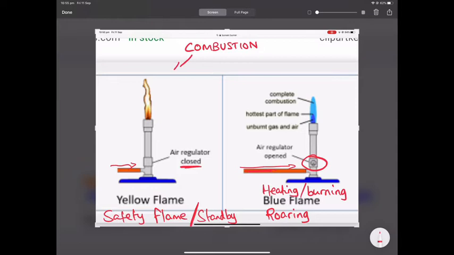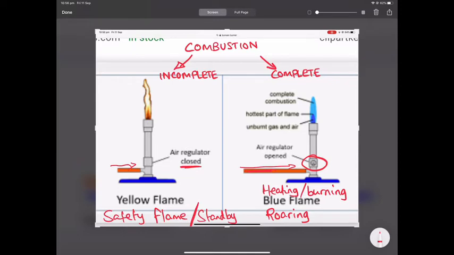One is called incomplete combustion, and the other is called complete combustion. Now, when do we get what type of combustion? Complete combustion happens when there is a plentiful supply of oxygen.